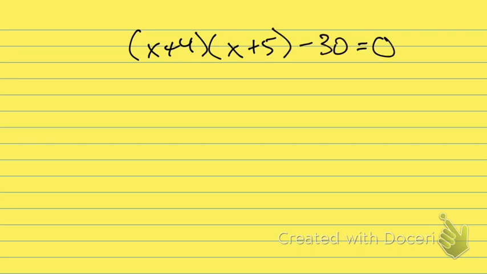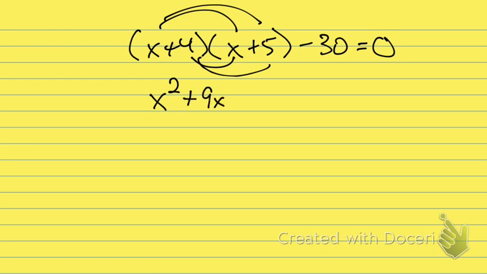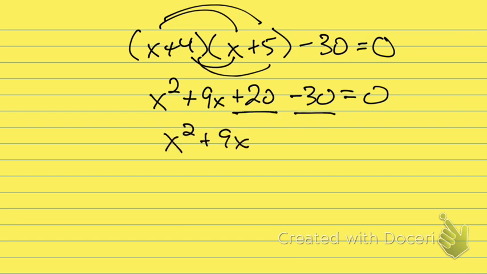Equals 0. Okay, I like this one because it looks like it's already factored a little bit, right? But I'm going to get it out of there because I have two constants I need to combine here. So x squared, how to get that b term? Add or multiply? Add, so 9x, and then multiply to get my c, 20 minus 30 equals 0. Is this in factor form yet? No. Negative 10. Yeah, I'm going to combine like terms and then I'm going to hope.